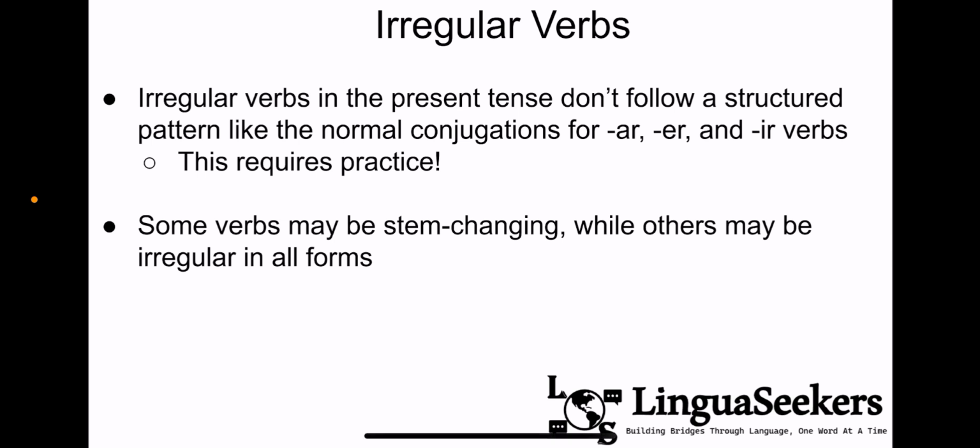And now let's look at the irregular verbs. The irregular verbs in the present tense don't follow a structured pattern like the normal conjugations for the AR, ER, and IR verbs. And that's what makes them irregular. The best way at getting better at these irregular verb conjugations is just by practice and getting more exposure to them. This is because the irregular verbs may be stem changing, may be irregular in all forms, and can be a lot of different types, which means that the only way we get better is again through practice.